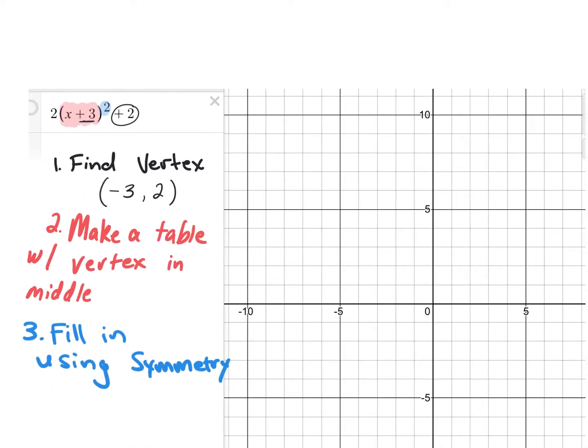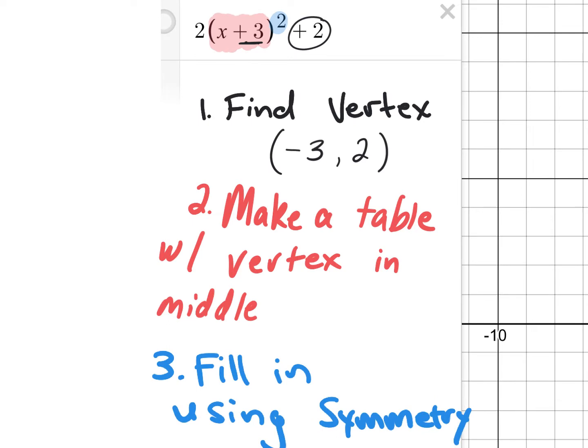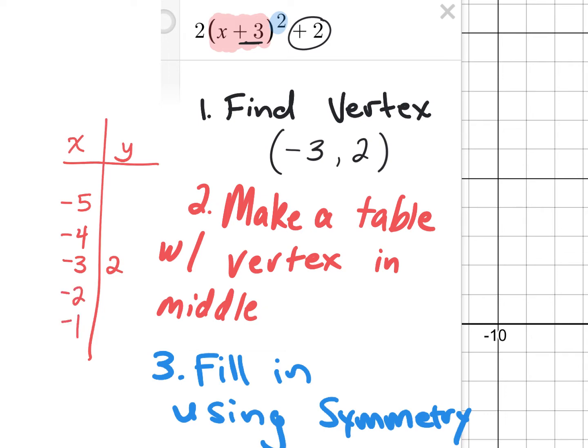Now our goal is to graph this function. We don't have much, but we do have the starting point. So what we're going to do is we are going to make a table of values. We're going to always plot 5 points. And what we're going to do is we're going to take our vertex, -3, 2, and plug it in right in the middle. From there, we're going to work our way out. We're going to go 1 and 2 units to the left at -4 and -5. And then we're going to go 1 and 2 units to the right.